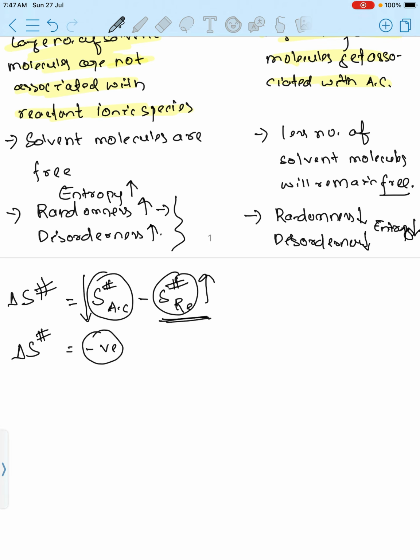And why this restriction? As they remain intact with the activated complex due to the increase in the overall charges. And this process, where the random motion of the solvent molecules gets restricted due to the increase in the charge on the activated complex, is generally called electrorestriction. What is it called? Electrorestriction.